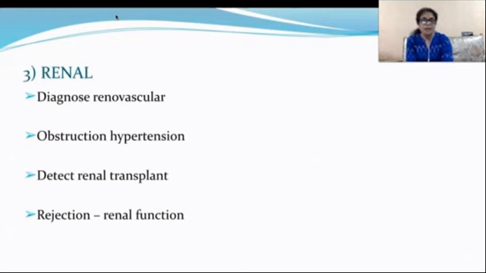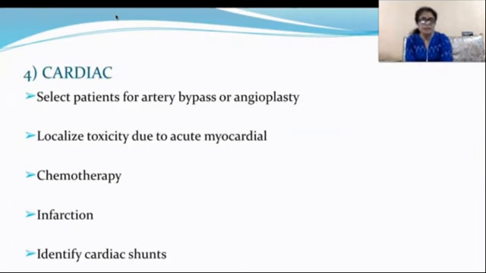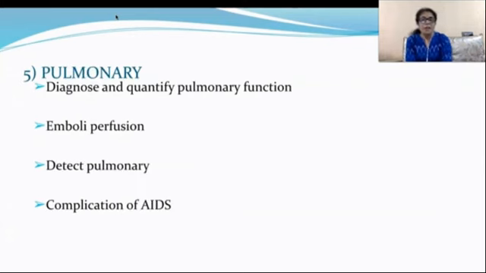In renal, we can diagnose renovascular problems, obstruction, hypertension, detect renal transplant rejection, and evaluate renal function. In cardiac, we can select patients for artery bypass or angioplasty, localize acute myocardial infarction, identify cardiac shunts, and detect toxicity due to chemotherapy. In pulmonary, we can diagnose and quantify pulmonary perfusion, emboli, detect pulmonary diseases and complications of AIDS.